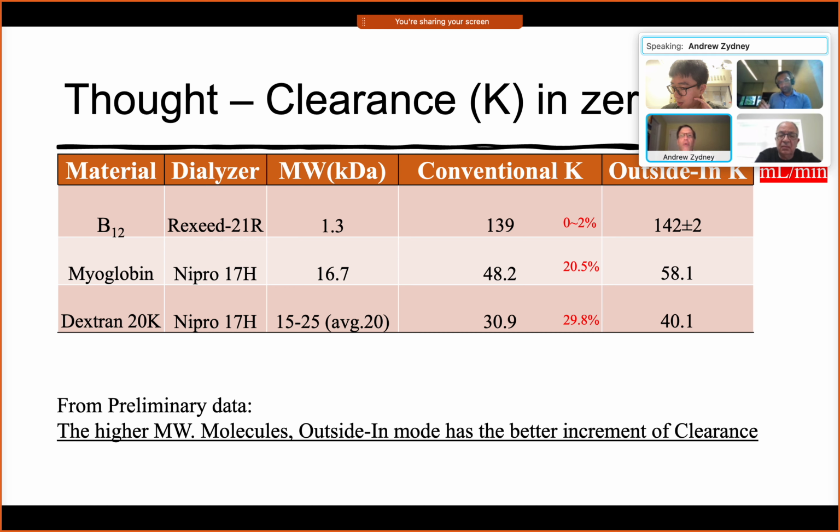And so what one would expect to see if you did co-current operation, the clearances will be lower because it's not as good a mass transfer configuration. But you would expect the clearance in the conventional and the outside in to be almost identical when you run co-current, compared to, in this case, almost a 30% difference when you're running countercurrent.